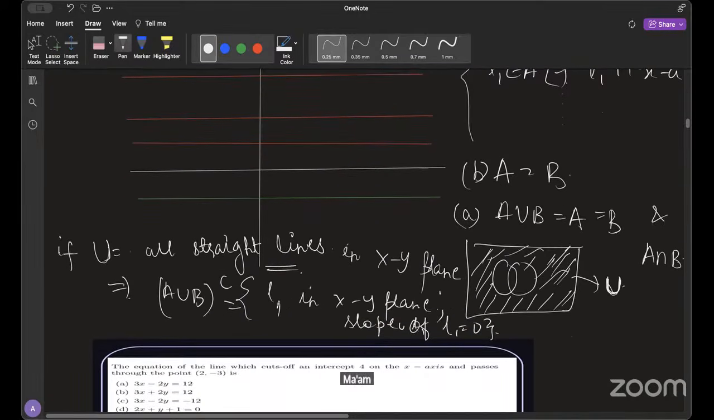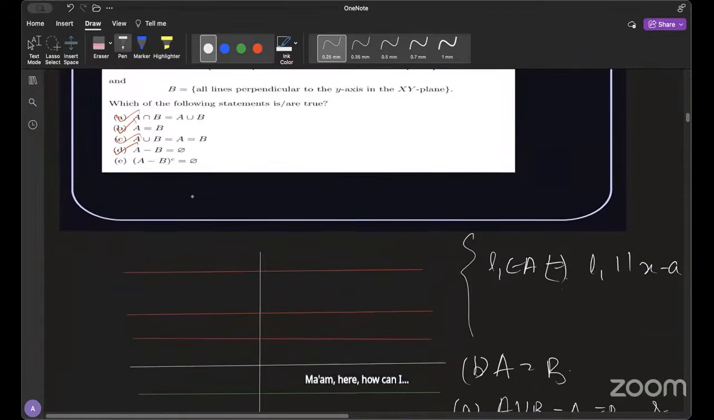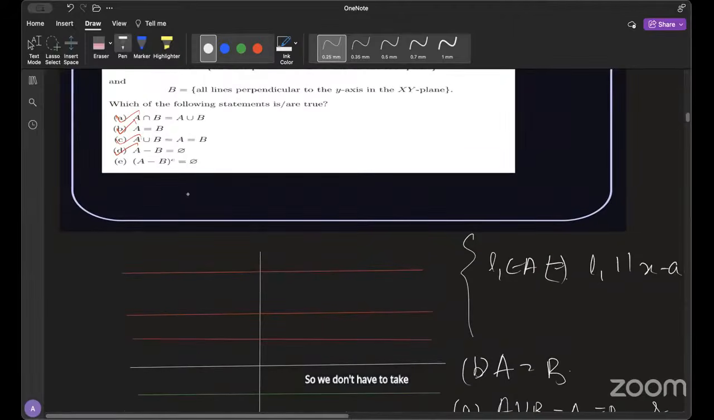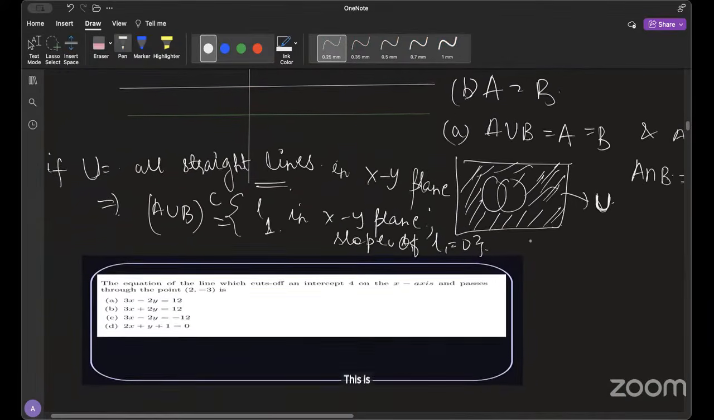Ma'am, how can we assume what our universal set is? So we don't have to take it. You don't have to take that assumption. We were just doing this extra part. This question says that A minus B complement is empty, right? Now we are not doing this thing for the E option. This is something extra that I was trying to tell.